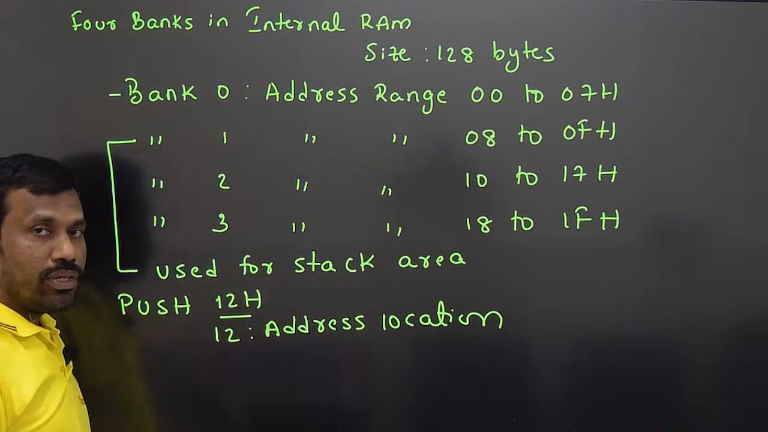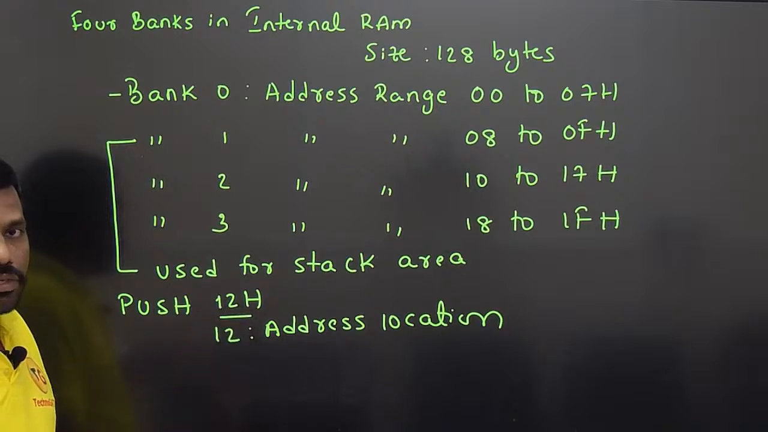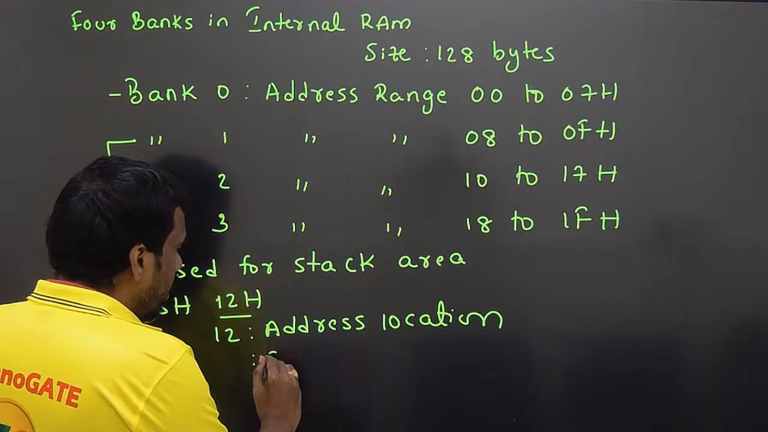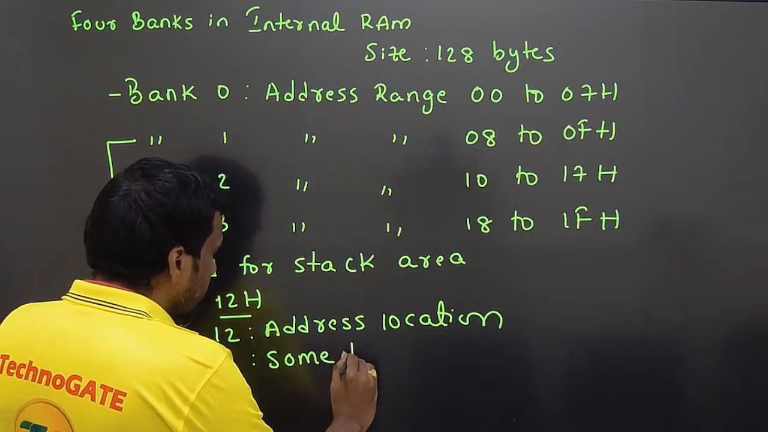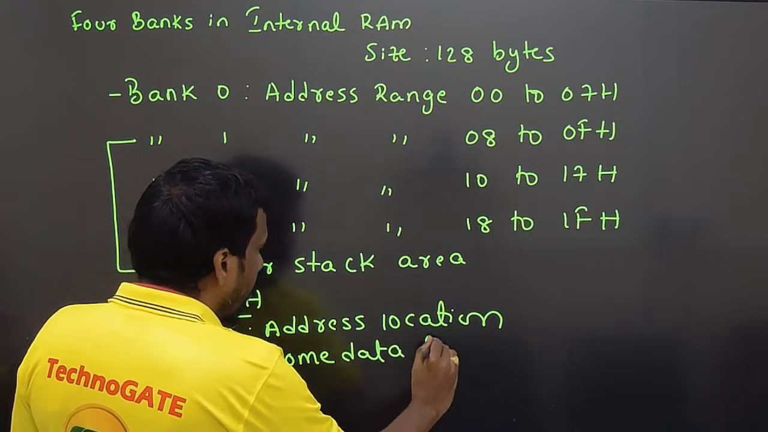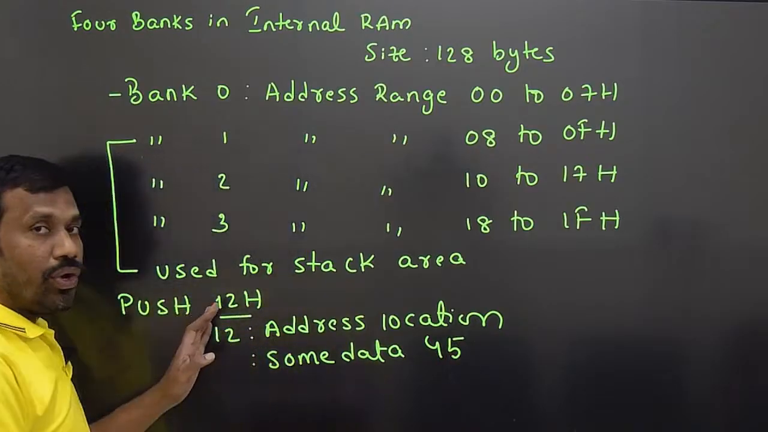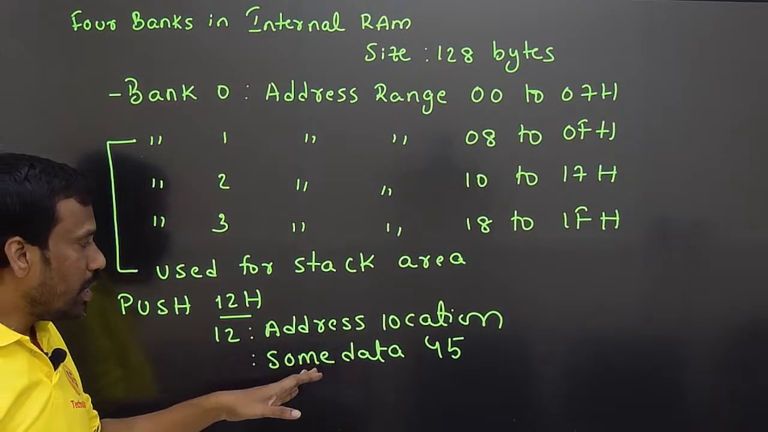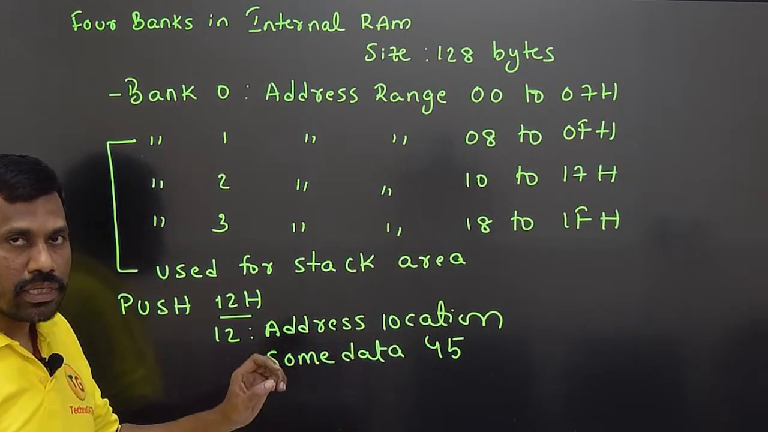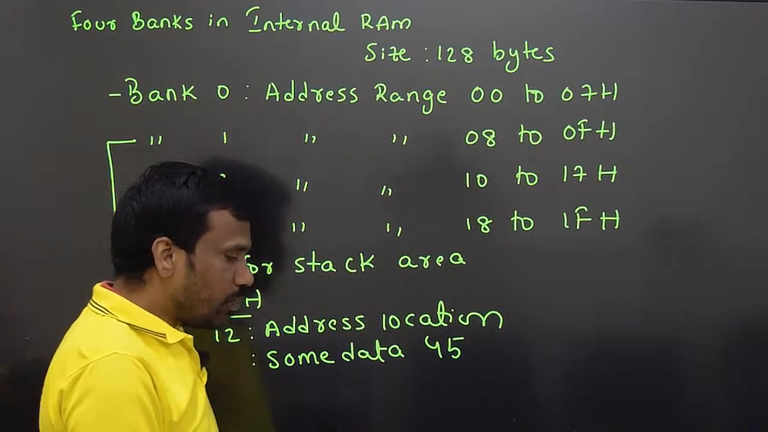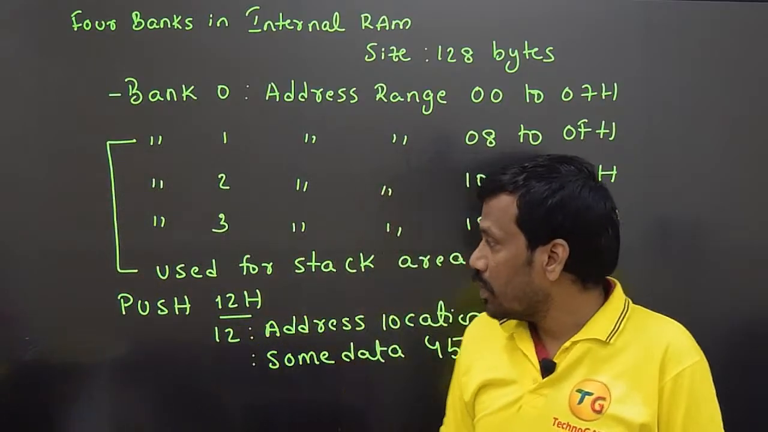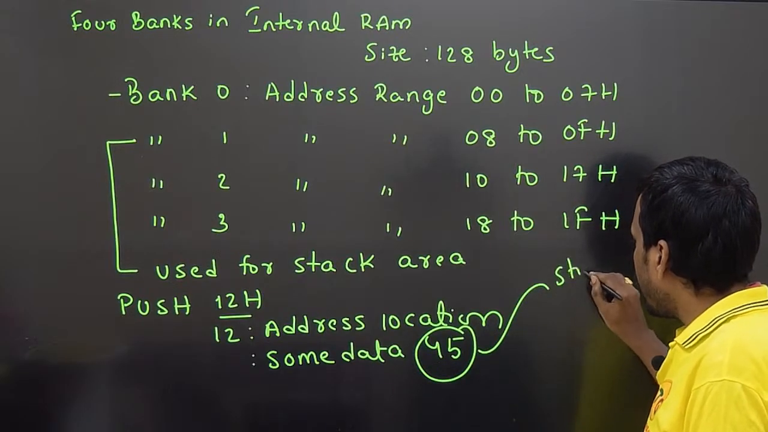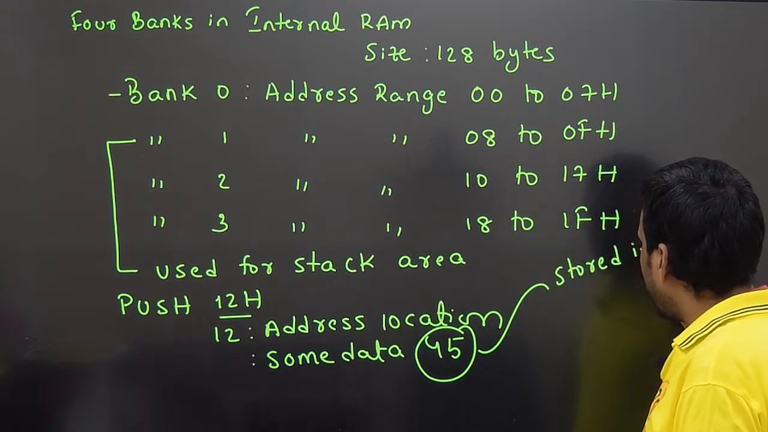Okay, so what is 12 here? 12 is the address location. In this address location, what is there? Some data is there. 45. Okay. Push 12. What do you mean by 12? 12 is nothing but address location. In the address location, some data is there. What is that data? 45. So this 45 will be stored in the stack.